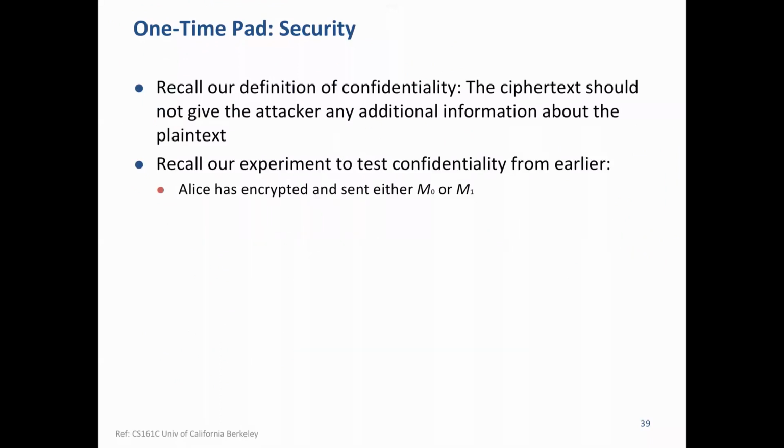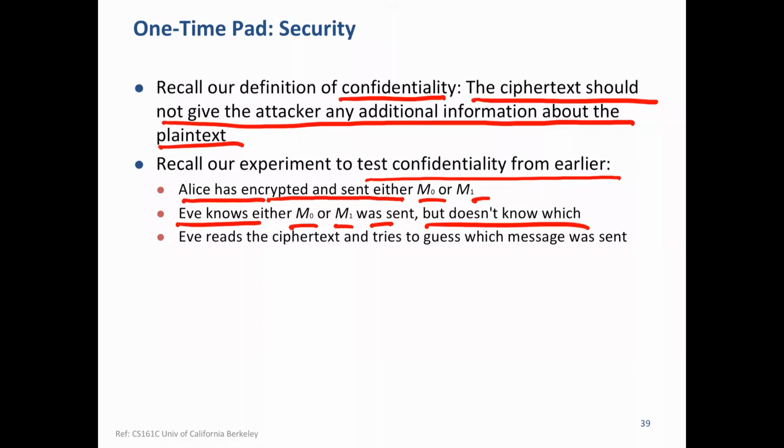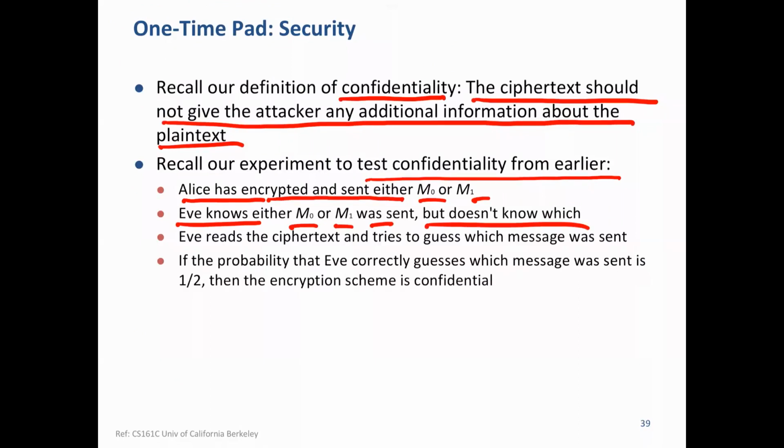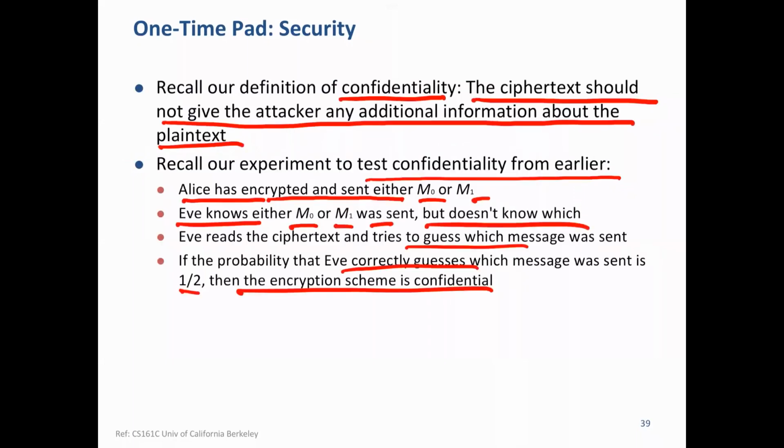Now, from our definition of confidentiality, the ciphertext should not give an attacker any additional information about the plaintext. Recall from our earlier experiment to test confidentiality that Alice encrypts and sends either M0 or M1, and Eve knows that one of them was sent but doesn't know which. Eve reads the ciphertext and tries to guess. If the probability that Eve guesses correctly is at most half, then the encryption is confidential.